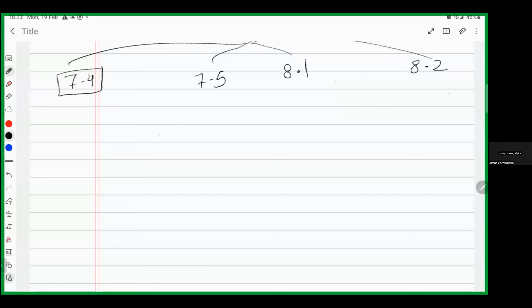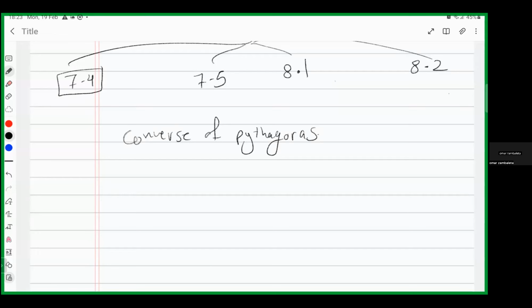7.4, we are talking about the converse of Pythagoras theorem. How does it work? We want to know if it is a right-angled triangle or not.